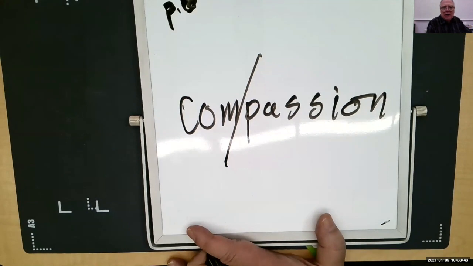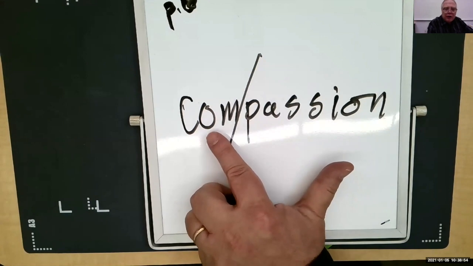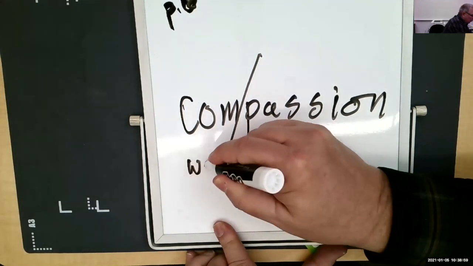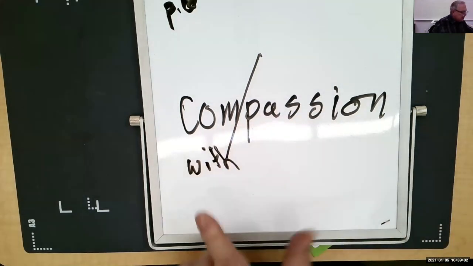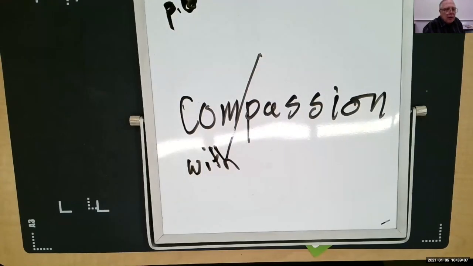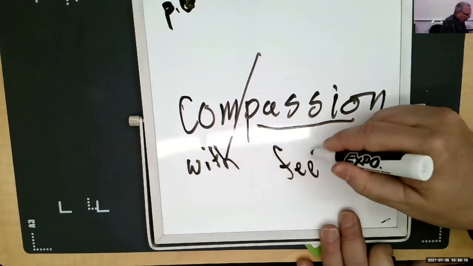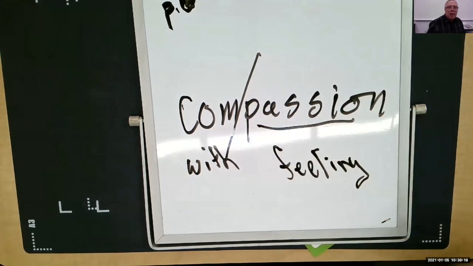And the best way to do it is split it into its parts. This time it's split into 2 parts. A prefix, com, C-O-M, which means with. Anytime you see C-O-M at the beginning of a word, it means with. It's a Greek root that means with. And passion means feeling. So compassion literally means with feeling. With feeling, okay? Let's see if that makes sense.